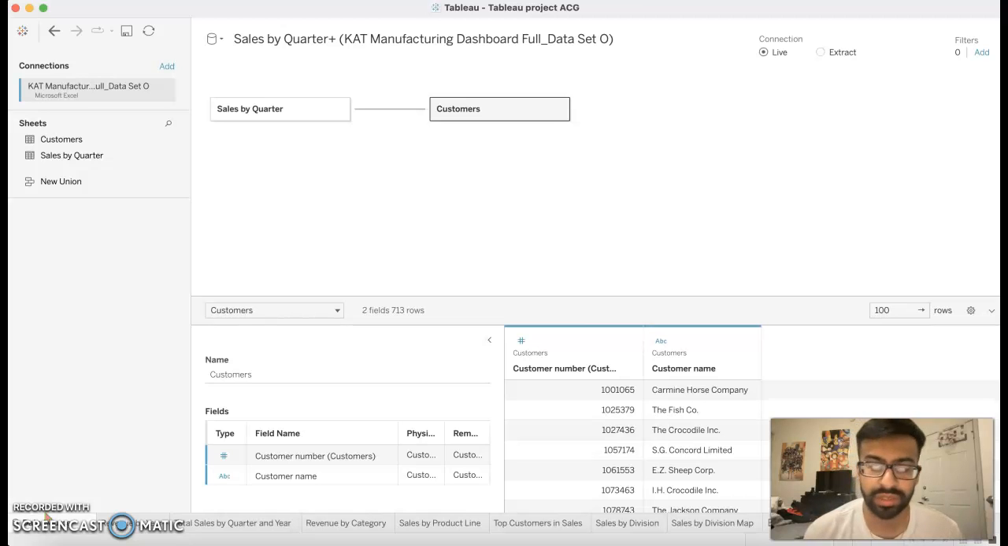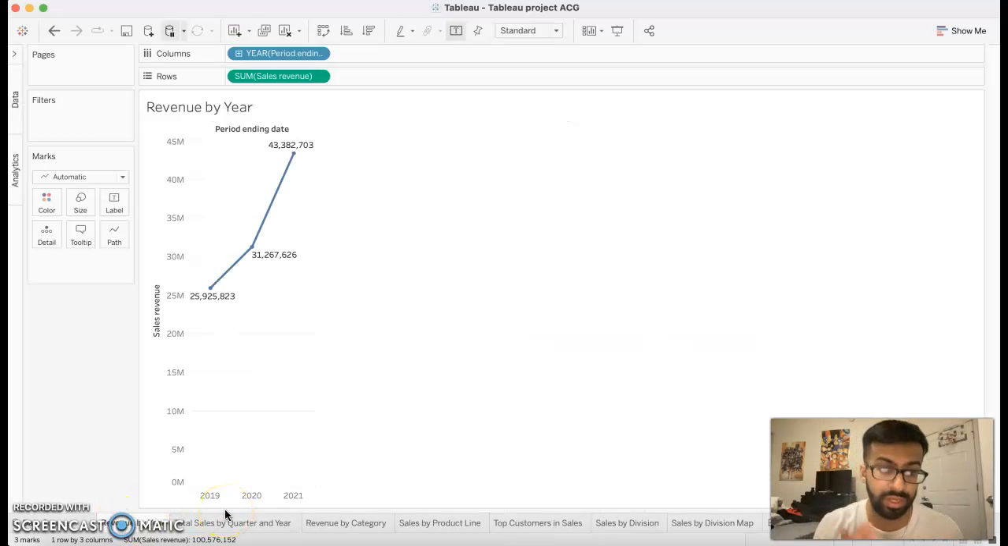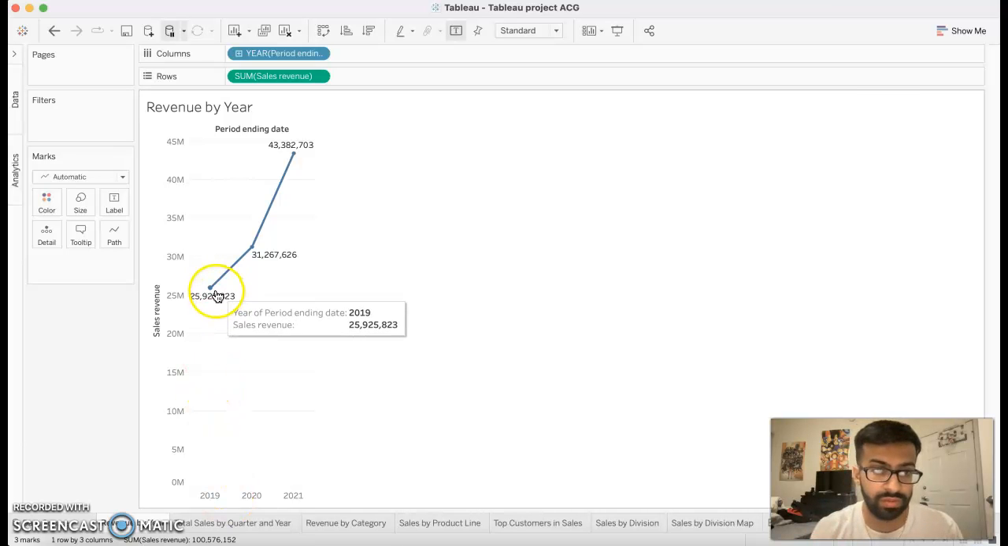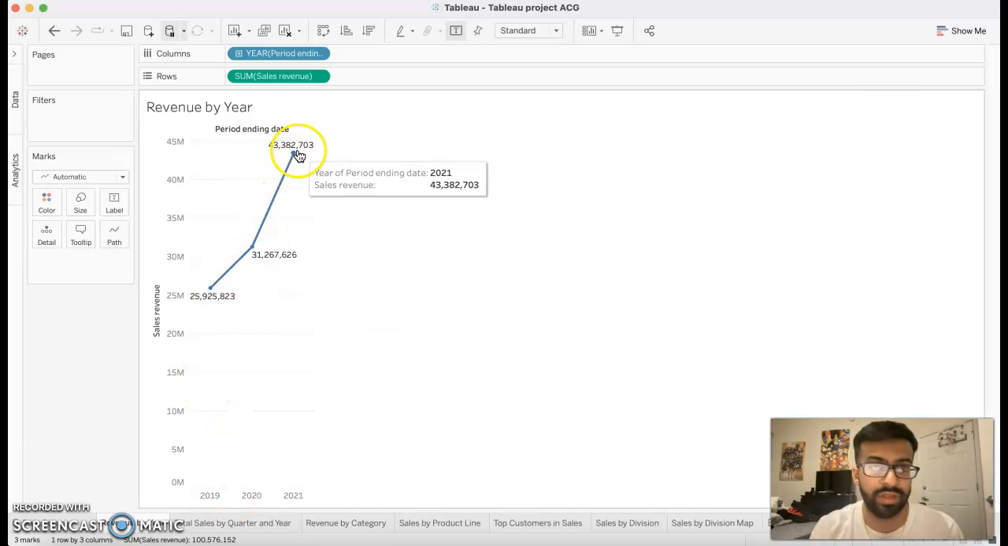So for this assignment slash project, Tableau project, we were given a lot of data as you can see over here. And we were told to interpret this data and analyze it in different pages, showing different types of things to analyze it. So here in page 1, revenue by year, we were looking at the different years and the sales revenue for each year. So as 2019, 2020, 2021, and seeing how it has increased over each year, as you can see on the graph.